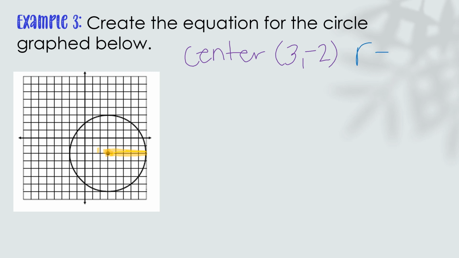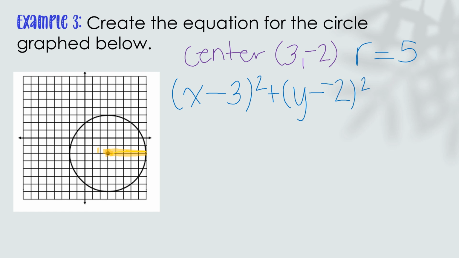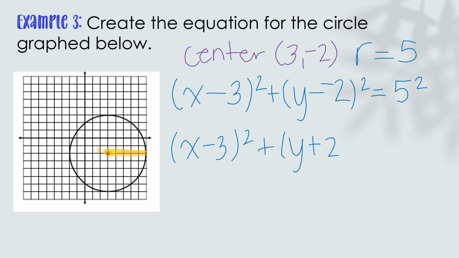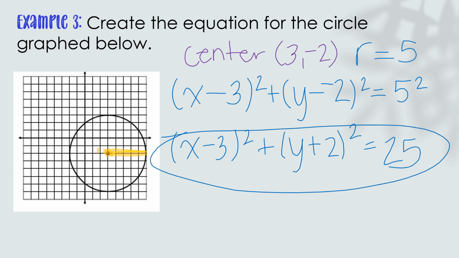So now we're just going to plug in. x minus h, which is the x-coordinate of the center, squared, plus y minus k, which is the y-coordinate of the center, which is -2, squared, equals the radius squared. Simplify everything. X minus 3 squared does not simplify. Y minus -2 becomes y plus 2 squared, and 5 squared is 25. So there is your equation.